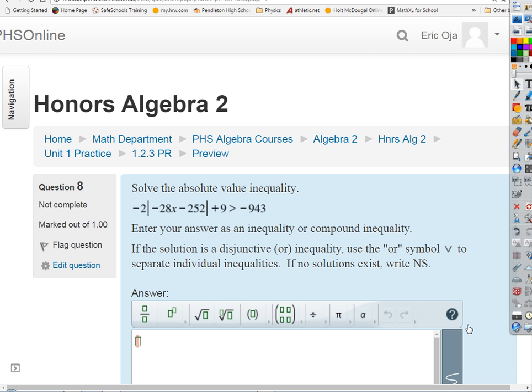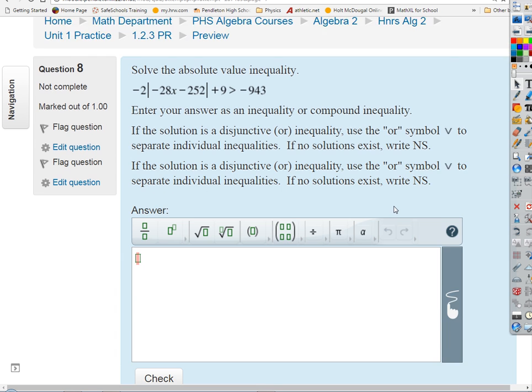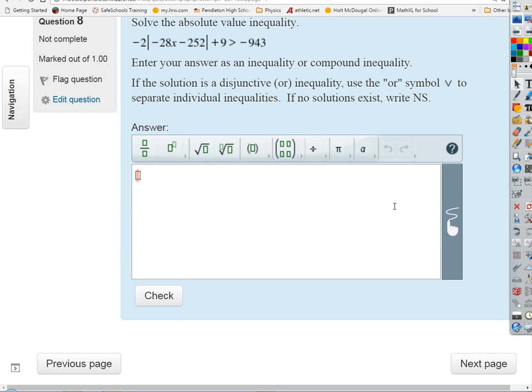Okay, so this time we got a little bit of stuff to do here to get this ready to make the trade. I've got to do a couple things to get the absolute value by itself. So remember, when I reverse order of operations, the first thing that I have to do is undo addition or subtraction. So we'll subtract 9 from both sides. When I do that, I get on one side negative 2 times the absolute value of negative 28x minus 252. And on the other side, we got greater than negative 952.